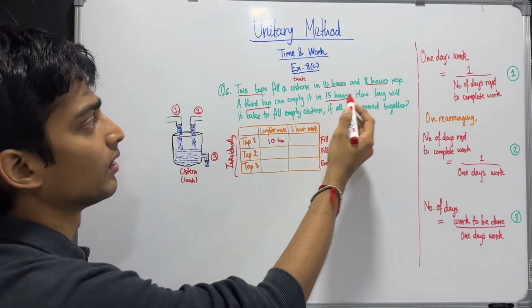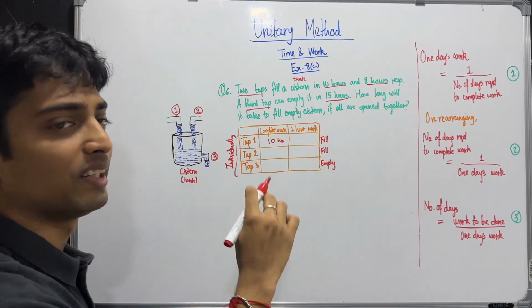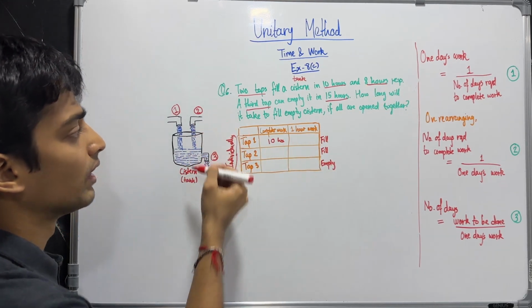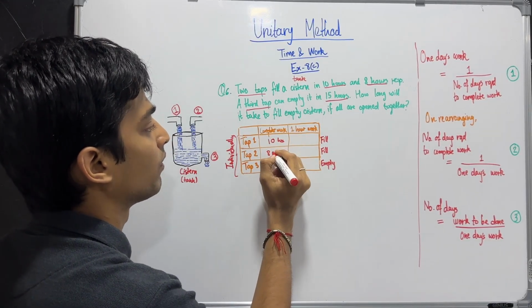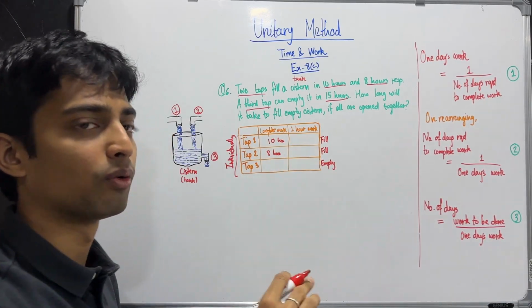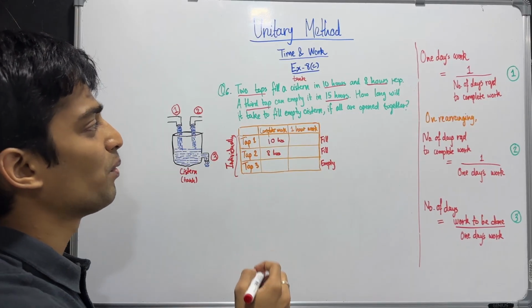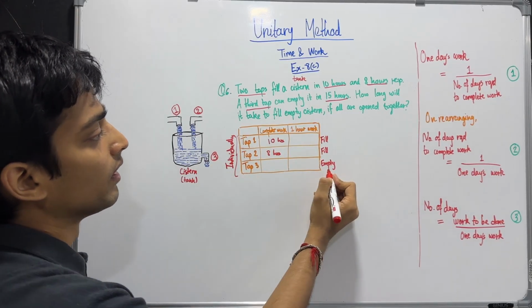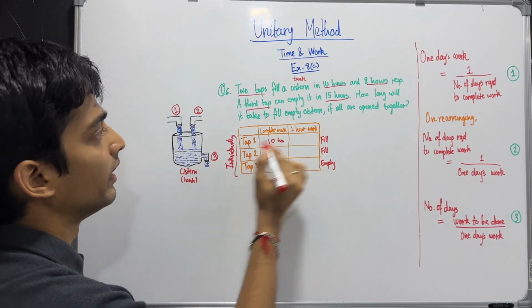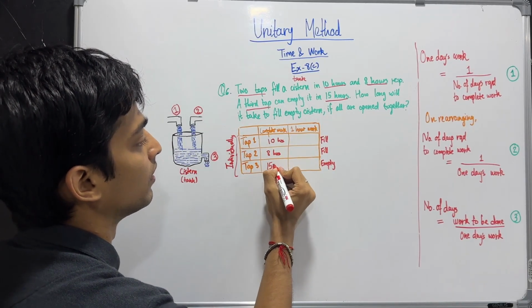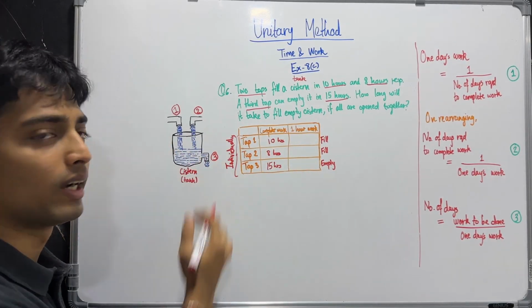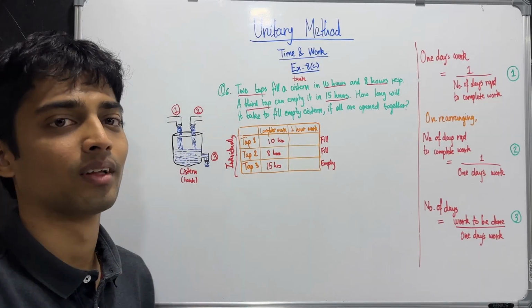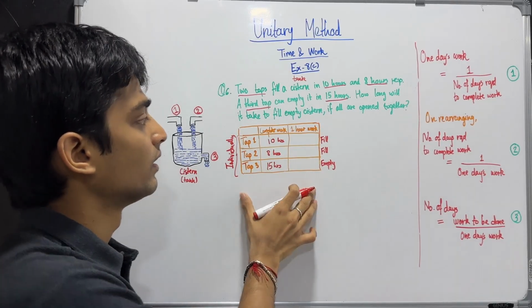And the second tap will take 8 hours. If only the second tap was there, then it would fill the whole tank in 8 hours. So we will write 8 hours here under complete work, because complete work is done in 8 hours. Now the third tap empties in 15 hours. If there was only the third tap, nothing else, then it would empty the whole tank in 15 hours. Now we have written the data over here.